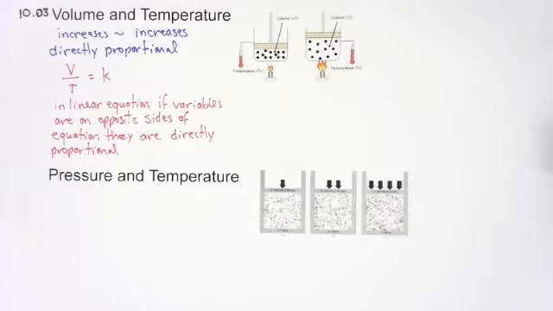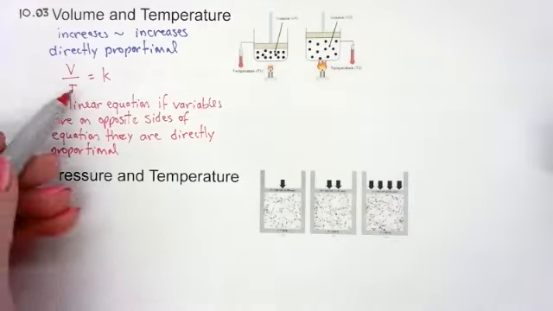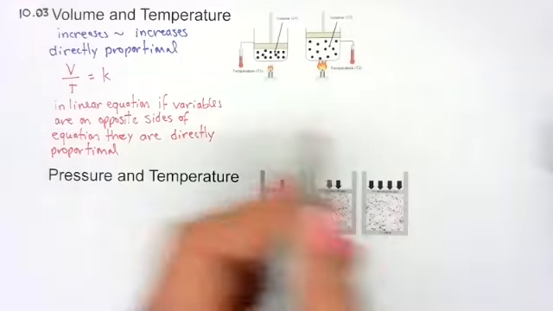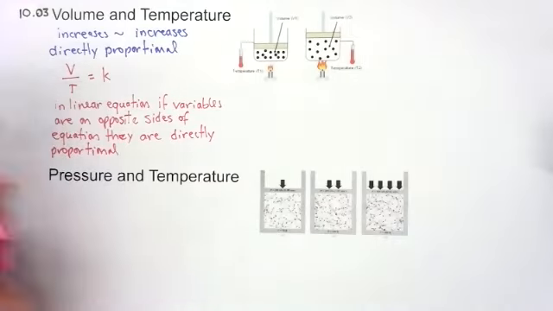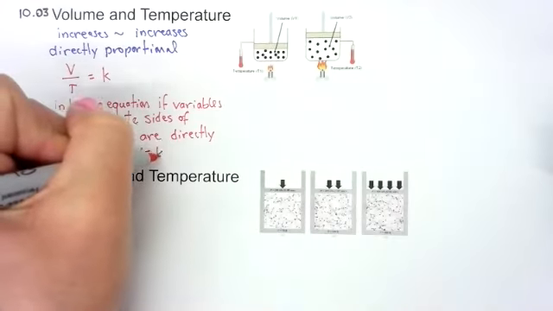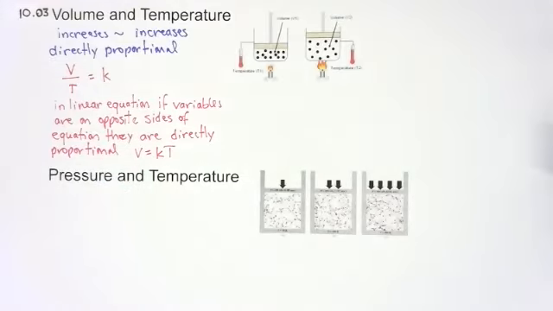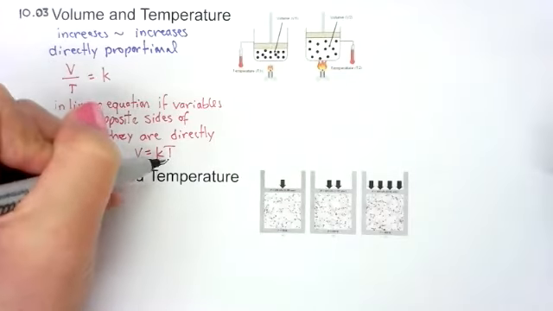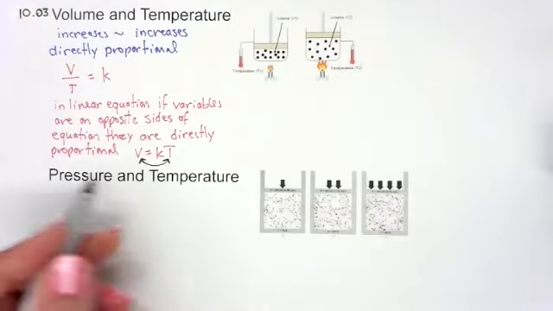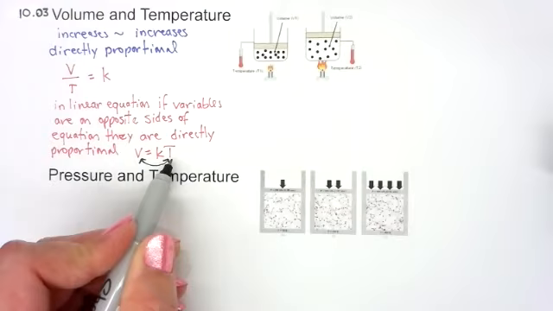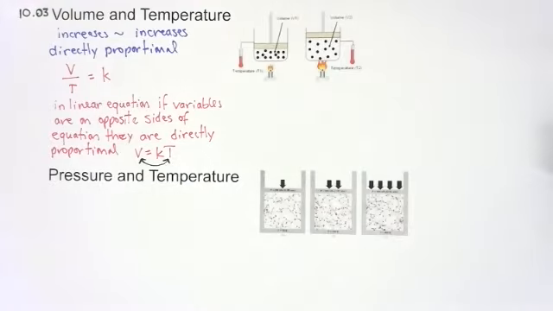Well, you might be saying these aren't on the same side of the equation, but I told you they were directly proportional. Is this a linear equation? Linear equation means it's in a line. So if I multiply this side by T, I get V equals K times T. And do we see now that these are on opposite sides of the equation? So as this goes up, this is going to go up. As this goes down, this goes down. The guy who discovered this had the last name Charles. So this is known as Charles' law.